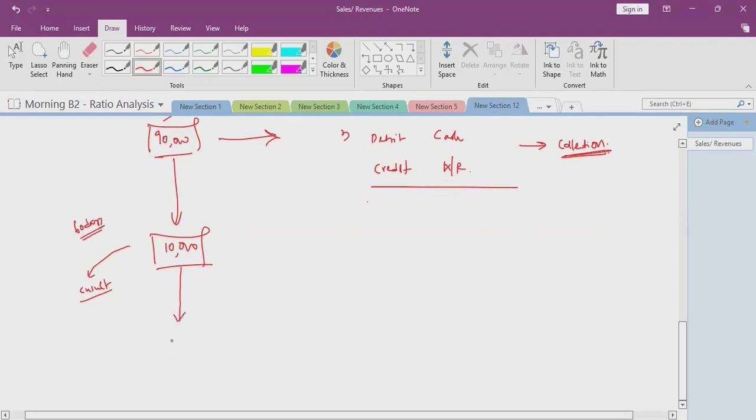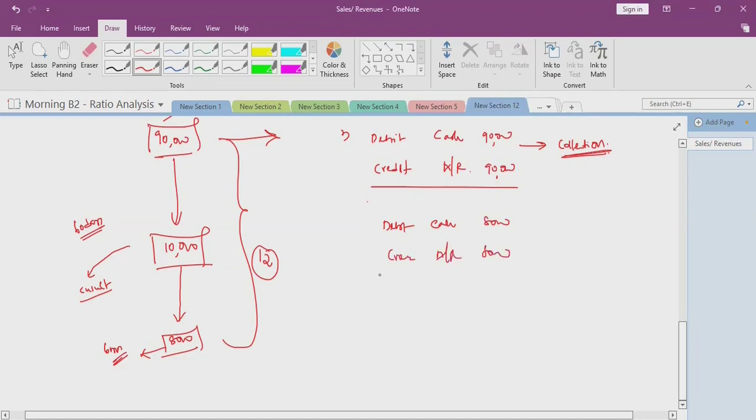By that time, we have collected almost 8,000, and it took us, say, 6 more months. So in a period of 12 months, we collected almost 98,000 in total. In the rest of the 6 months, we debit cash 8,000 and credit the accounts receivable 8,000 that we have collected.